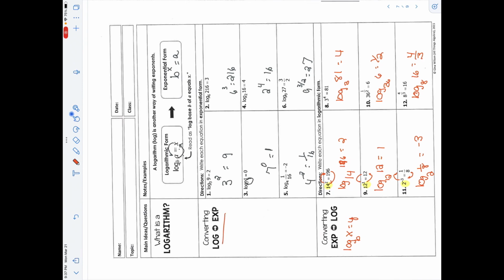The most important thing for this is to be able to go from log to exponents and from exponents to log. All right, let's practice that a little bit. I want you to do the activity in Google Slides. You should go to Google Classroom, click on the link, and open the file. And you should be able to modify it. Okay, I will see you later.